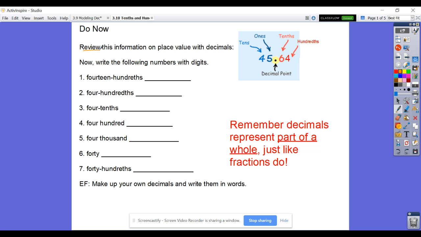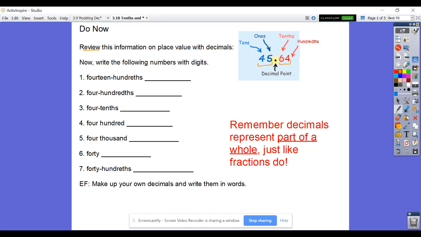First, let's review this information on place value with decimals. Remember, a decimal is part of a whole. So we have our whole number. You're probably sick of this example because I've given it so many times. Whole number 45, the decimal point you read as an "and," and then you have the part of a whole.